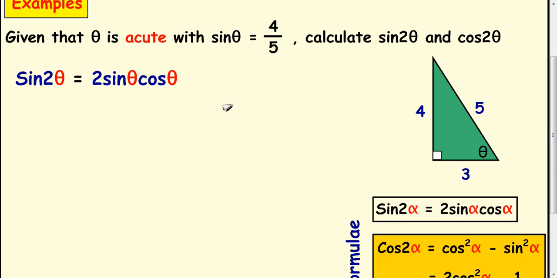So there's the expansion from the formula sheet for sine 2 theta, or sine 2 alpha in this case. Then we can say that's equal to 2 times 4/5, and cos theta is 3/5, so we multiply it by 3/5. That's the same as 2 times 12/25, which is 24/25, and that's your answer.